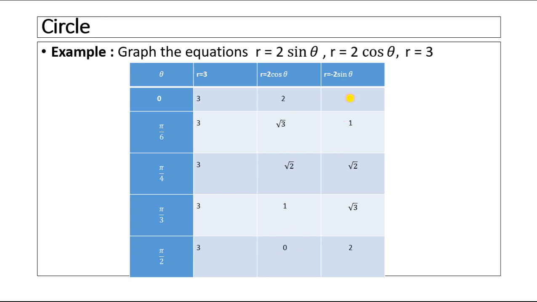Now r = 2 sin θ: sin 0 is 0. Sin π/6 is half, multiplied by 2 is 1. Sin π/4 is 1 over square root of 2, with the result square root of 2. π/3, the sine is square root of 3 over 2, multiplied by 2, so the result is square root of 3. And π/2, the sine is 1, multiplied by 2, so the result is 2.